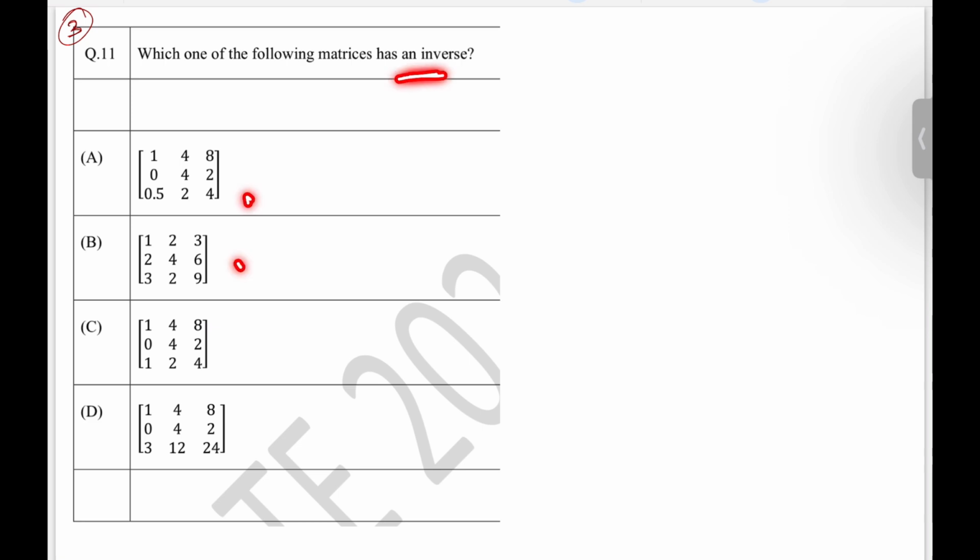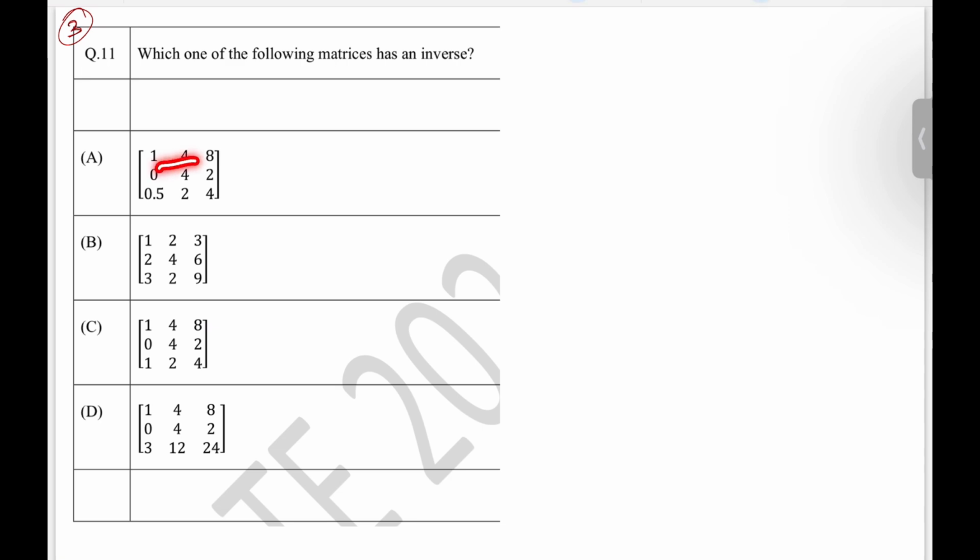You just have to find which of the matrices is invertible. If there is dependency in columns or rows, then that is definitely not going to be the invertible matrix. So first of all, look at this matrix A row-wise. If one row depends on a linear combination of some other row, then this is not going to be the invertible one. So this is 1 4 8, 0 4 2. You can directly say that if you multiply this third row by 2, you will get the first row. 0.5 into 2 is 1, 2 into 2 is 4, 4 into 2 is 8. So this matrix is not invertible.